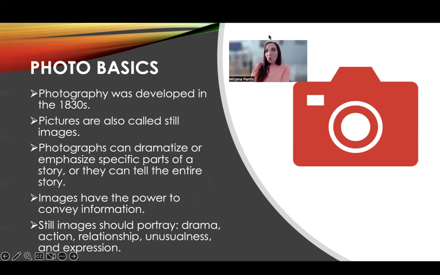Photographs are also called still images. They can dramatize or emphasize specific parts of a story, or they can tell the entire story. Images have the power to convey information. What are some of the things that need to be present in a picture for us to consider publishing it in a newspaper or online, simply using it to supplement our story? It needs to portray drama, action, relationship, unusualness, and expression.